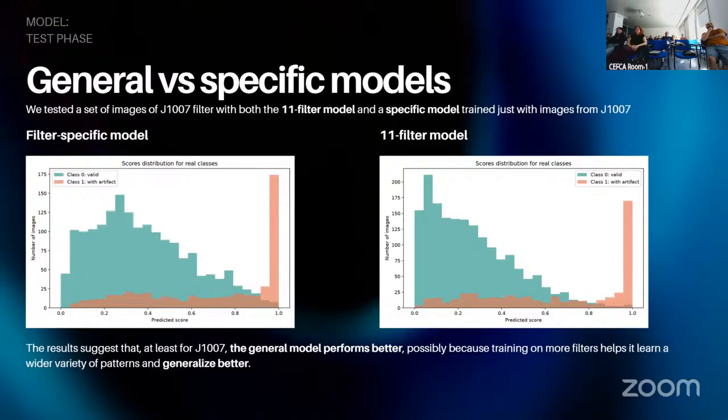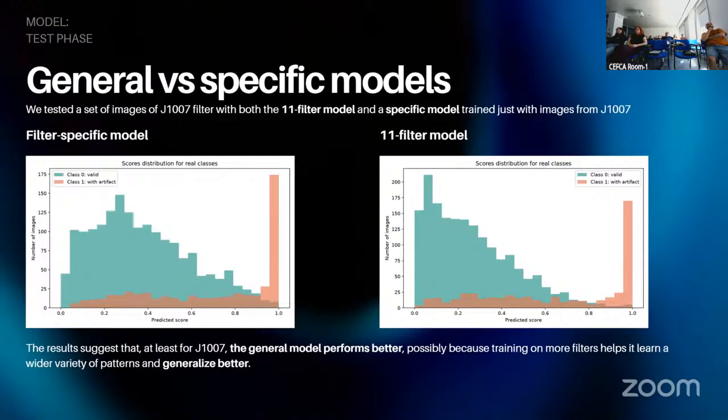We also wanted to see if it was better to have one specific model for each filter or a general model that could be used for all the filters, which of course is a more convenient solution. We tested images from this filter because it's a very challenging one. And we tested images of this filter with a filter-specific model trained for just that filter and a more general model with 11 filters.